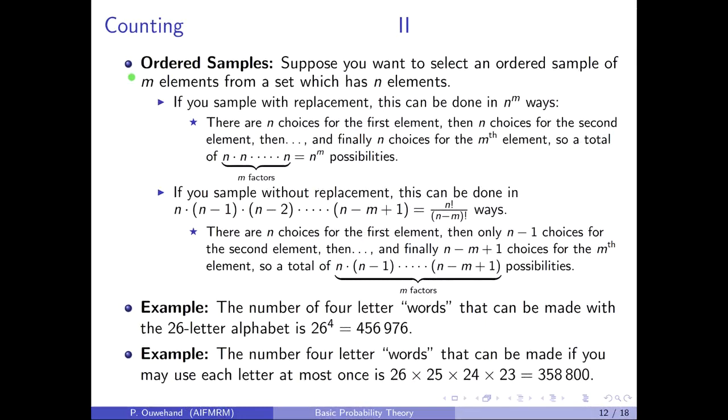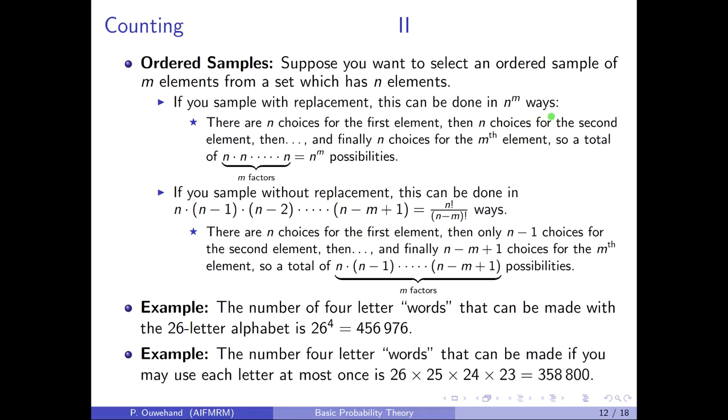Let's now consider the number of ways in which you can select an ordered sample. Suppose you want to select an ordered sample of m elements from a set which has n elements. And suppose that you sample with replacement. And by this I mean that you can select the same element again and again. In that case, the number of ways in which you can select m elements from n is n to the power m.